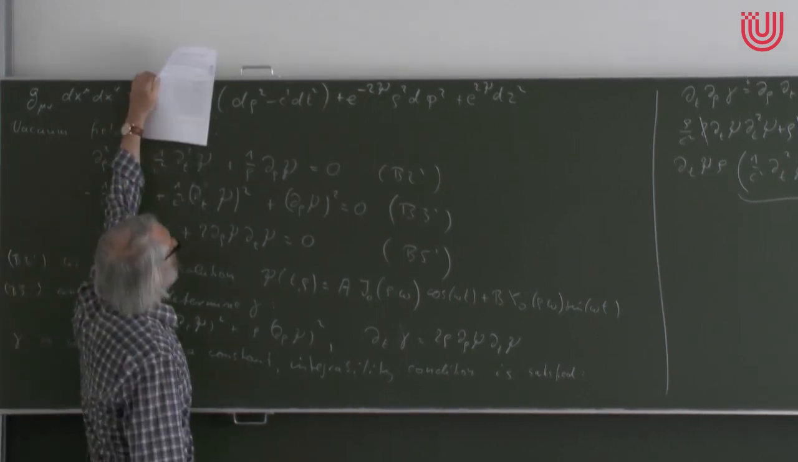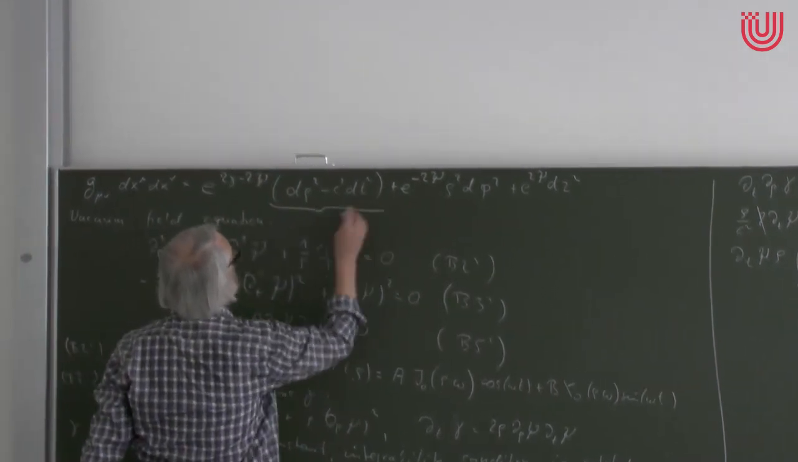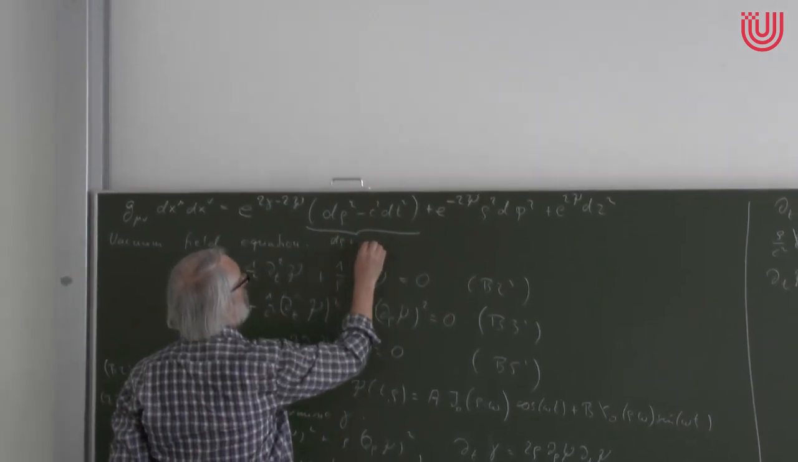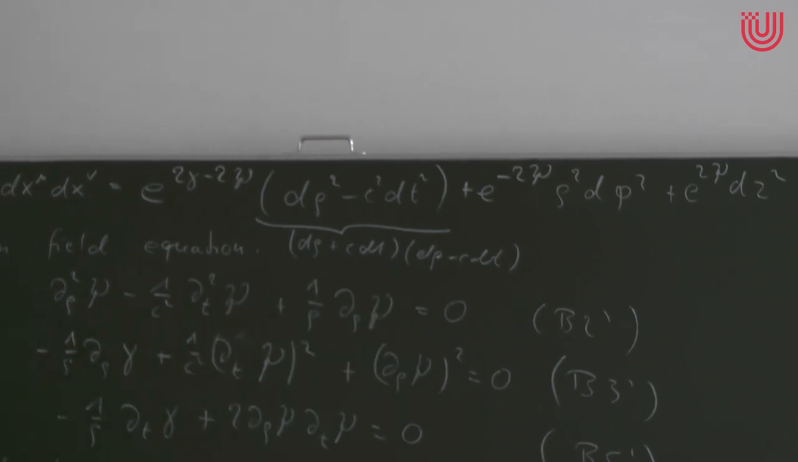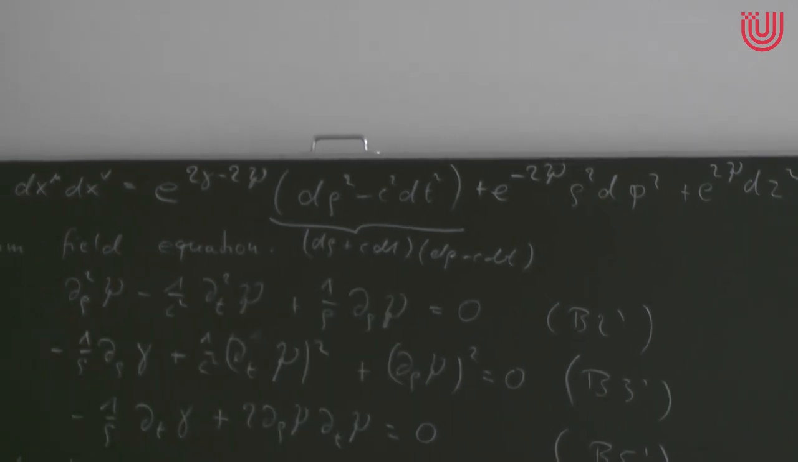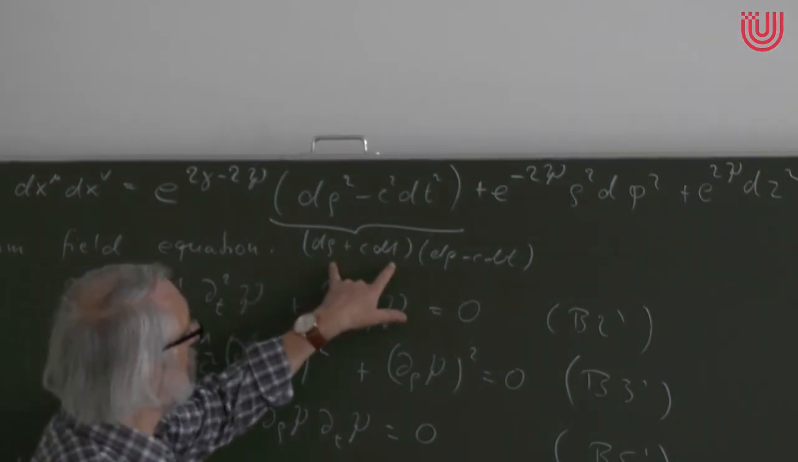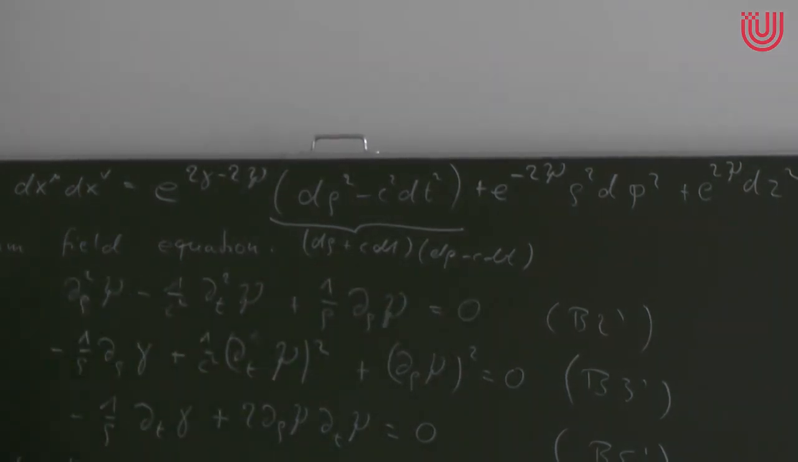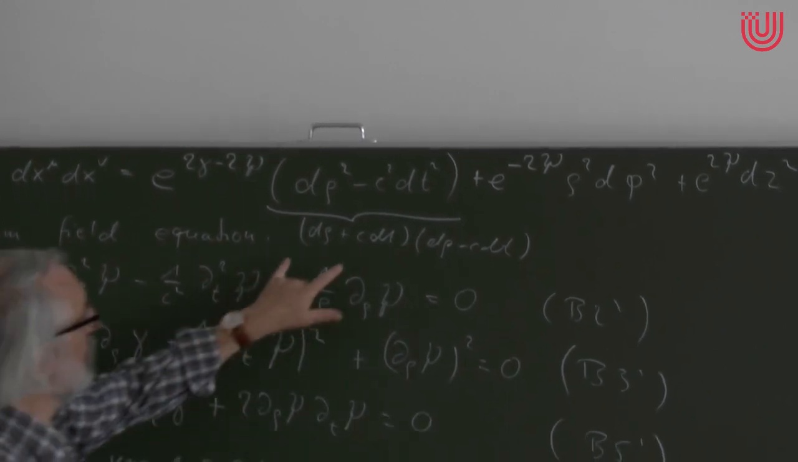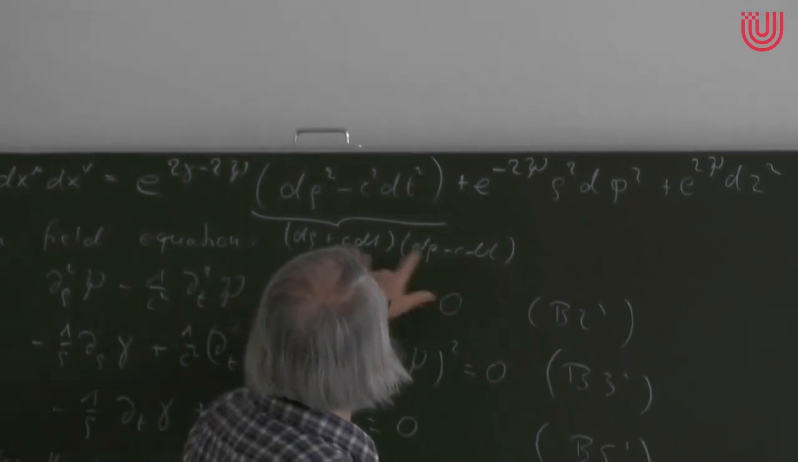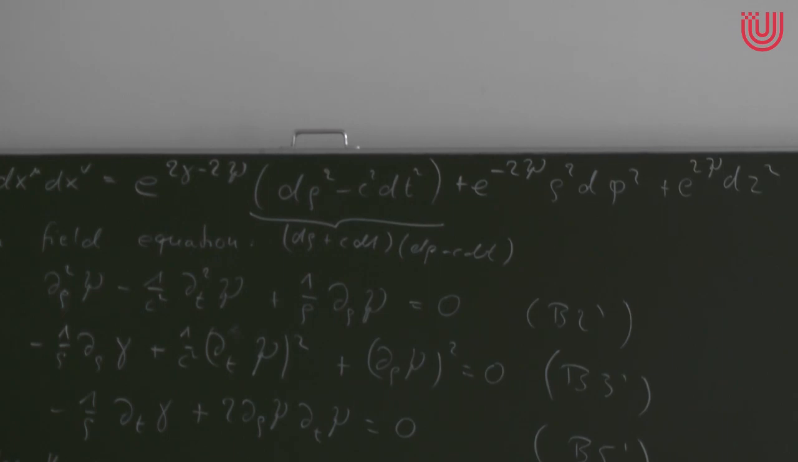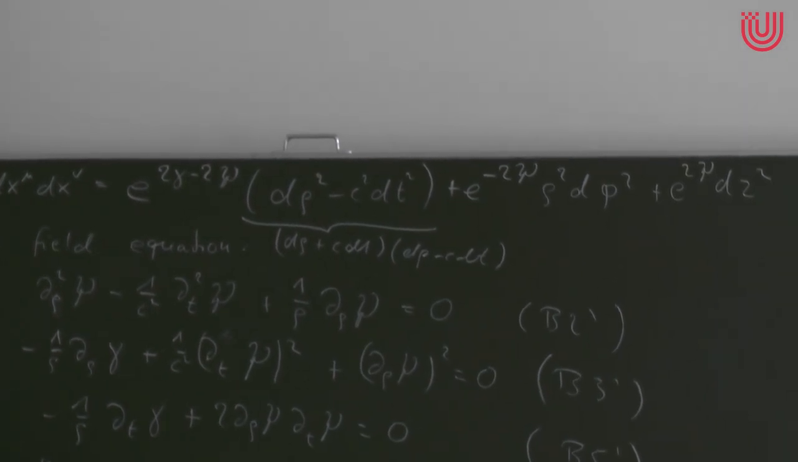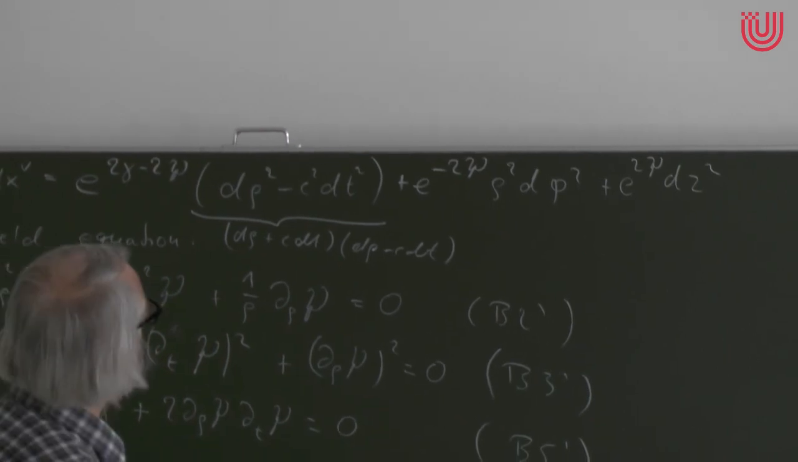Maybe I should have written this here in a different form. This can, of course, also be written in the form d rho plus c dt times d rho minus c dt, right? That's the same. Symmetrized tensor product here, so that the mixed terms drop out. And then you see that rho plus ct and rho minus ct are like coordinates. So this is a type of double null coordinates again. Rho plus ct and rho minus ct are null coordinates. So the surfaces rho plus ct equal constants and rho minus ct equal constants are like null hypersurfaces.